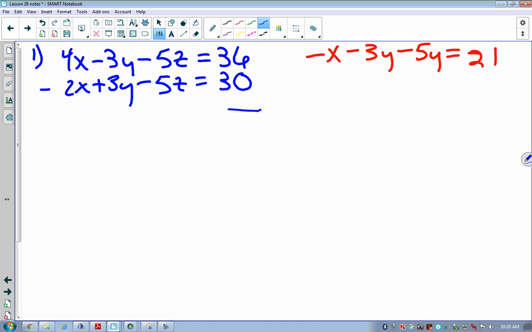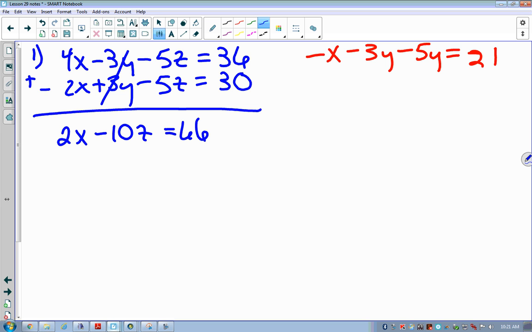All right, can anybody see which variable is going to be easiest to eliminate? Y. Okay, so I'm going to add these two equations together and the y's will cancel out. Okay, that's step one. What I get, what's 4x plus negative 2x? 2x. Right? What's negative 5z plus negative 5z? Negative 10z. And what's 36 plus 30? 66. Okay? So that's the conclusion of step one.